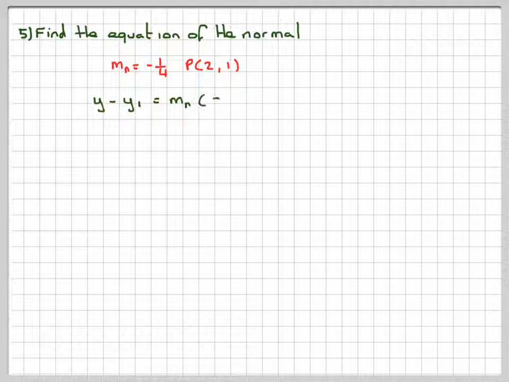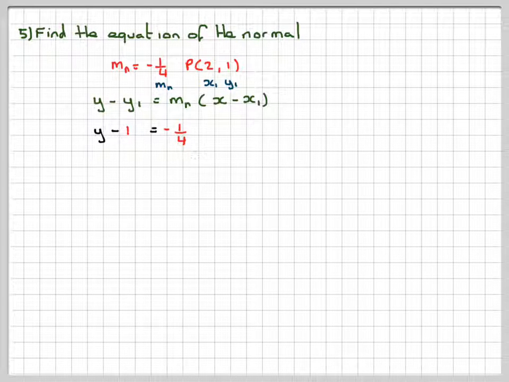We now use y minus y1 is equal to mn times x minus x1. This is the only difference. So y minus y1 will be y minus 1. Sorry, write down mn underneath, and x1 and y1. That helps you substitute things in the right place. So we're going to have y minus 1 is equal to mn, so it's going to be minus 1/4 brackets x minus 2.